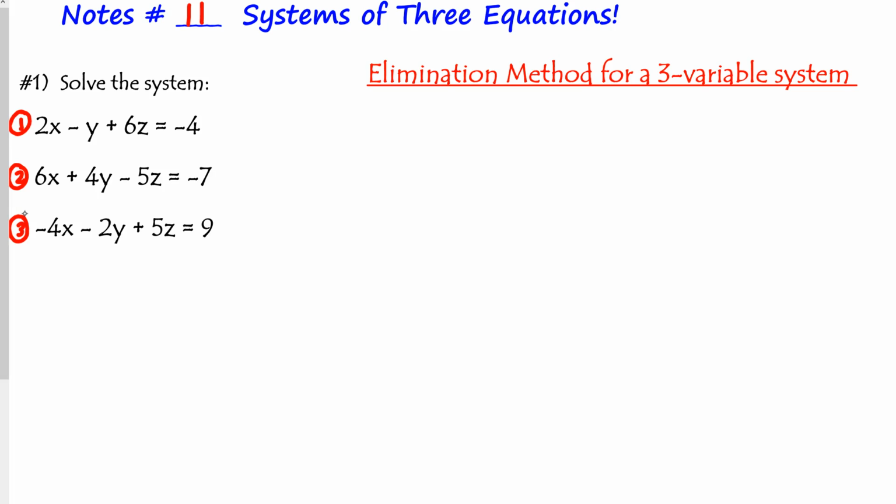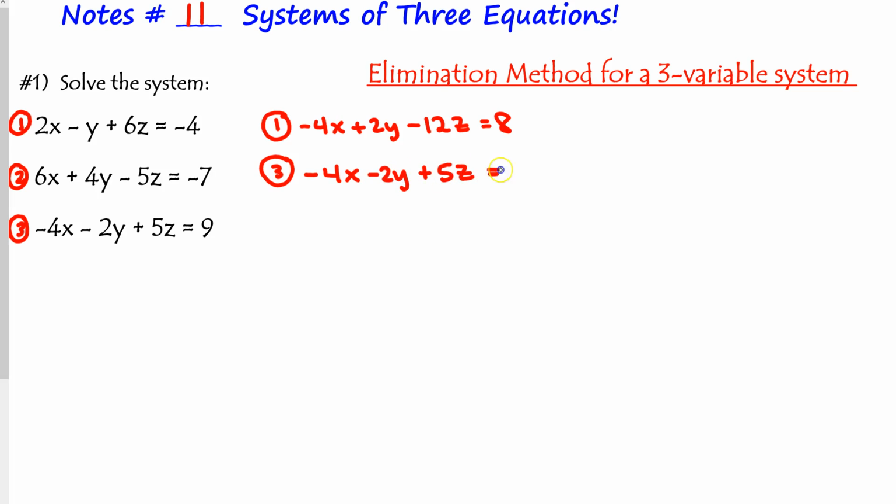So I'm looking at this. I think I'm going to try to eliminate y. So I'm going to take equation 1 and multiply it by -2. And that gives me -4x plus 2y minus 12z equals 8. And then I'm going to take equation 3 as it is. So notice I'm labeling the equations I'm using. Number 3 as it is, -4x minus 2y plus 5z equals 9.